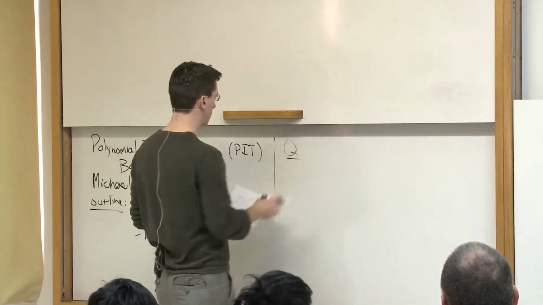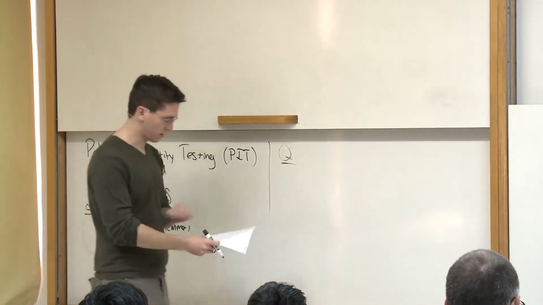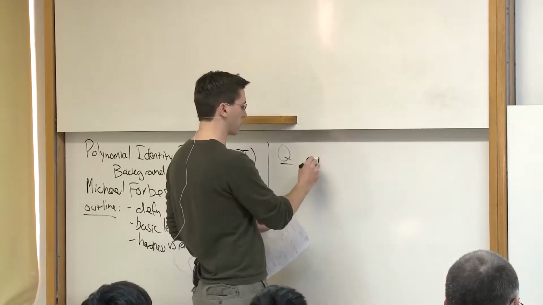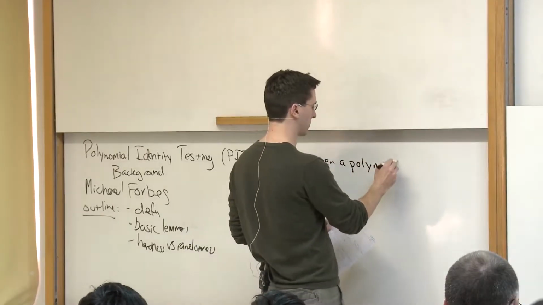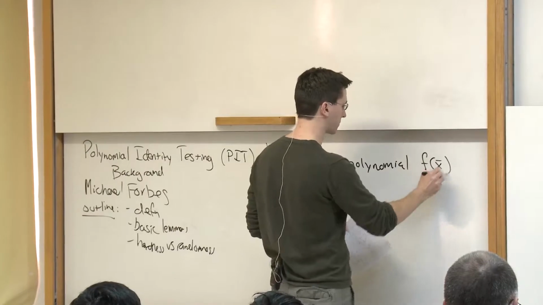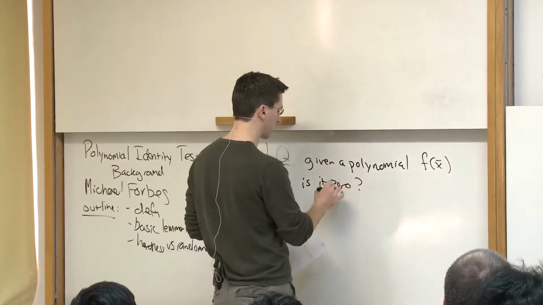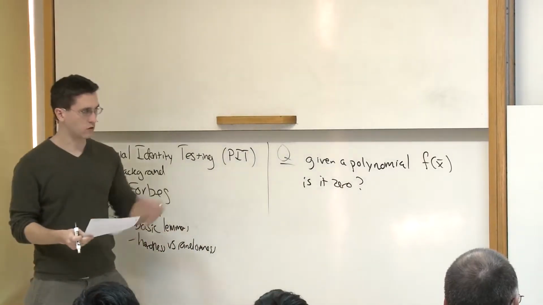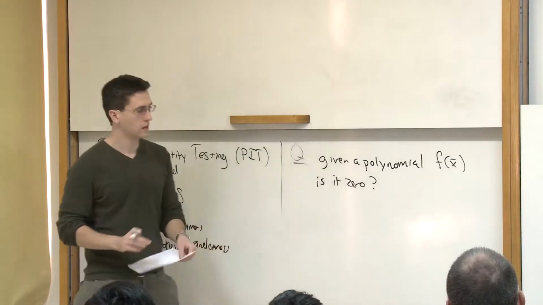Ultimately, it's the following question. I'm going to say PIT a lot. That's the acronym for polynomial identity testing, in case that's not clear. Okay, so the question is as follows. You're given a polynomial f of x, and you want to know is it 0? This is an algorithmic question. I'm giving you a polynomial. That's your input, and you have to decide whether it's 0 or not.